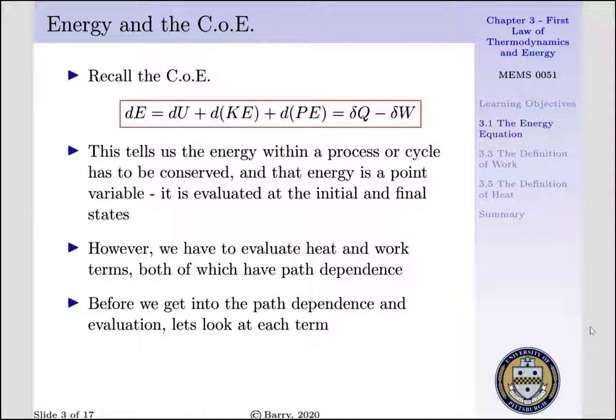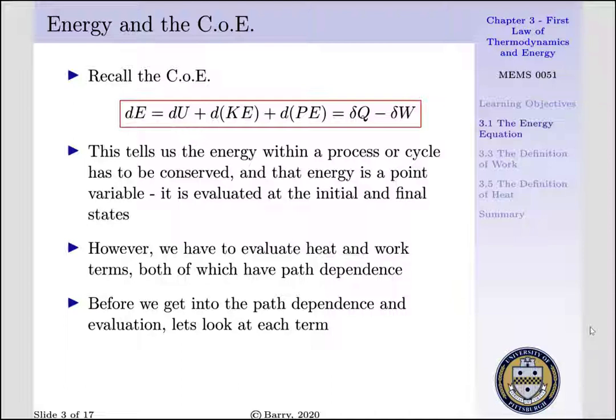The COE states that our change of energy, dE, is equal to the change of our internal energy, dU, plus the change of our kinetic energy, dKE, plus the change of our potential energy, dPE. And this is equal to our heat supplied less our work done on our system. This tells us that energy within a process or cycle has to be conserved. We can neither create nor destroy energy.